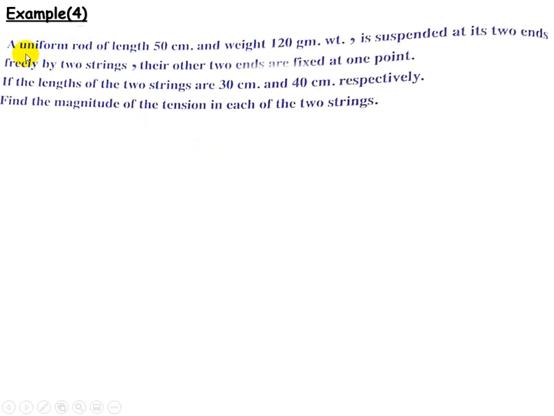Example number 4. A uniform rod of length 50 cm and weight 120 gram weight, suspended at its two ends freely by two strings. Their other two ends are fixed at one point. If the lengths of the two strings are 30 cm and 40 cm respectively, find the magnitude of the tension in each of the two strings.